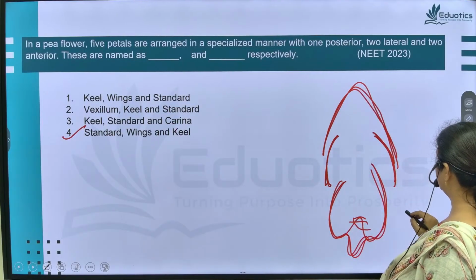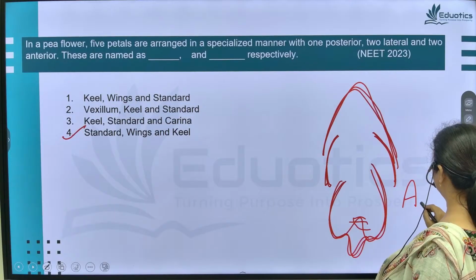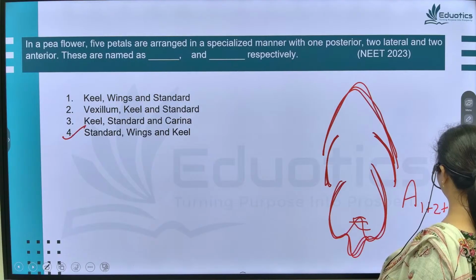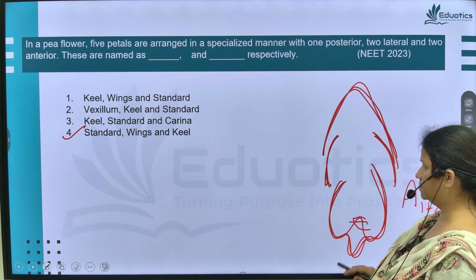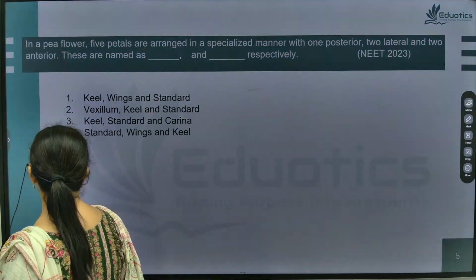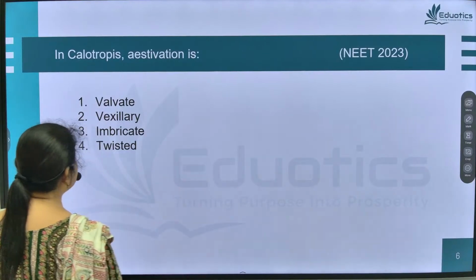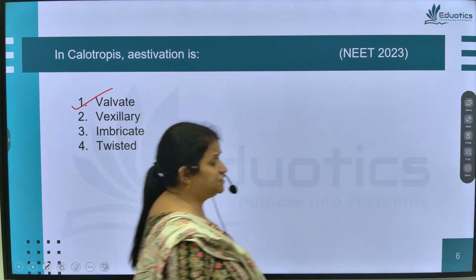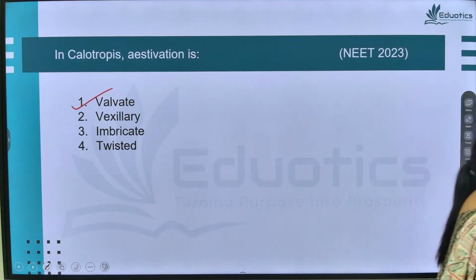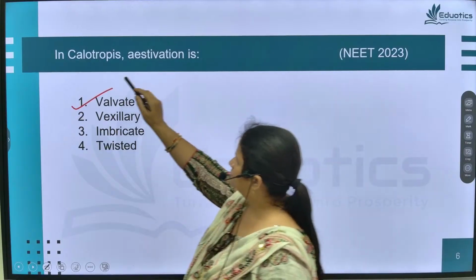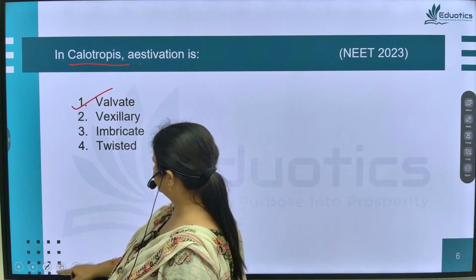So we write the floral formula when we write about the androecium. We write 1 plus 2 in the bracket because these two are joined. So the fourth option will be the answer. Move to the next question. In Calotropis, aestivation is valvate. The first diagram of aestivation in NCERT belongs to the valvate aestivation, and only one example is given for that, and that is Calotropis.